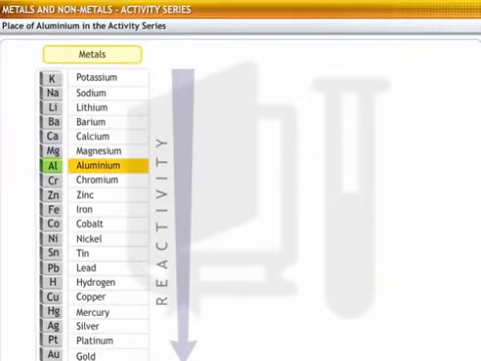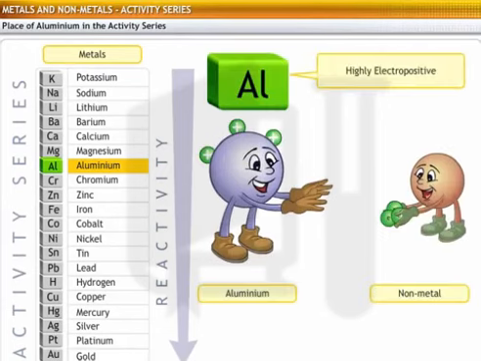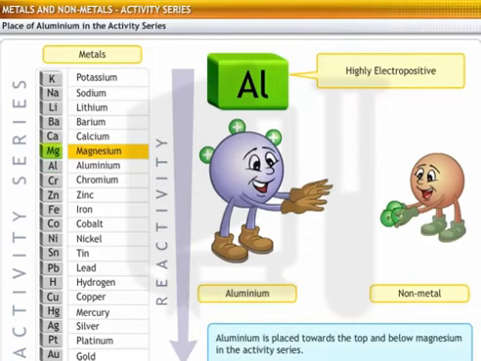Let's now take up aluminium, a well-known metal in the activity series, and analyze its properties as well as the method for its extraction. Aluminium is a highly electropositive element and so forms positive ions. Therefore, it is placed towards the top and below magnesium in the activity series.